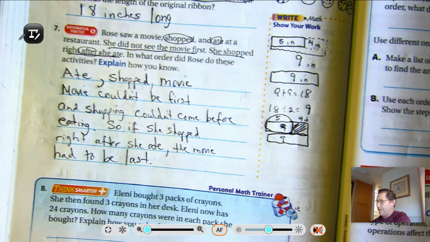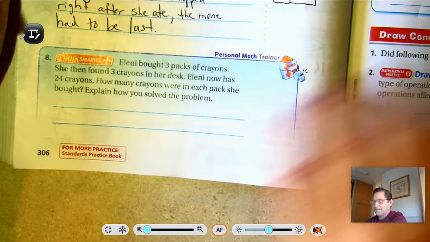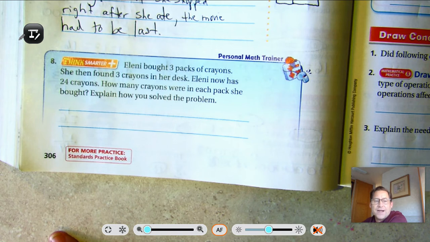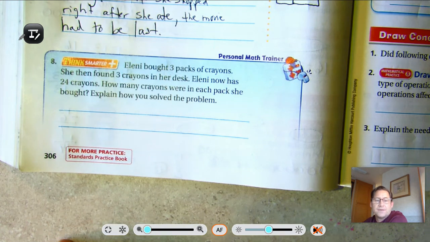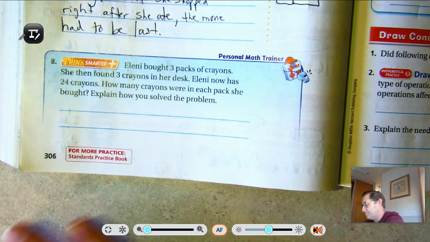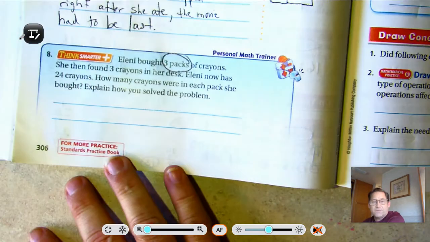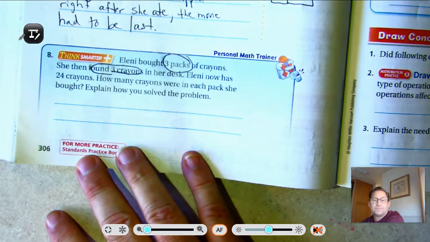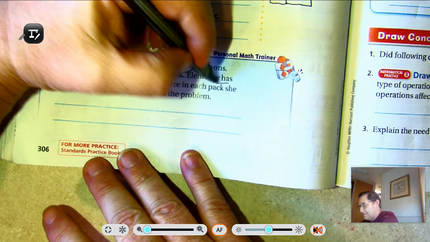All right, and number 8. Eleni bought 3 packs of crayons. She then found 3 crayons in her desk. Eleni now has 24 crayons. How many crayons were in each pack she bought? Explain how you solved the problem. So 3 packs of crayons. She found 3 crayons. She now has 24.